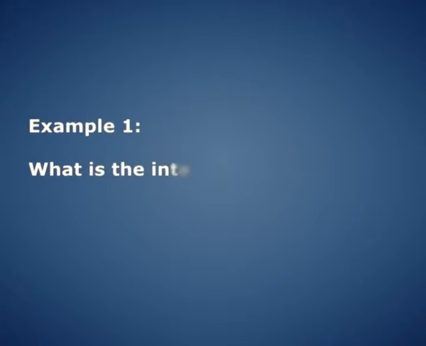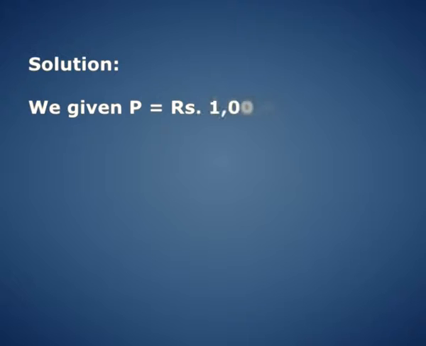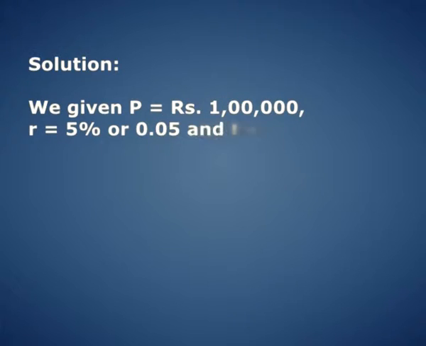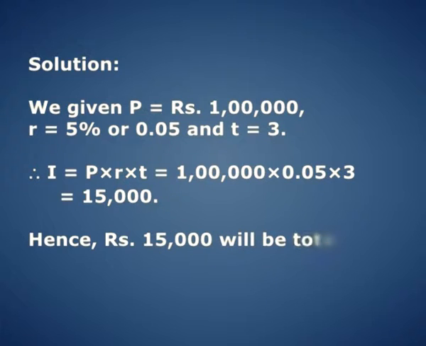Okay, let's see an example here. What is the interest on a sum of rupees 1 lakh at 5% simple interest for 3 years? Let's see the solution. We are given here P, the principal amount, equal to rupees 1 lakh, rate of interest equal to 5% or 0.05, and the time period T equal to 3 years. So I can be calculated as P into R into T, that is equal to 1 lakh into 0.05 into 3, so that is equal to 15,000. Hence rupees 15,000 will be the total interest in 3 years.